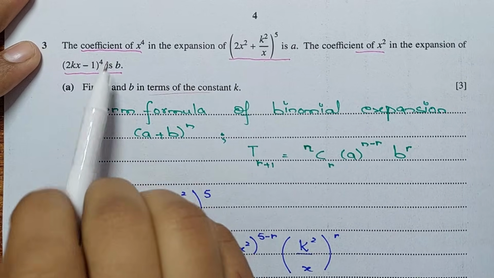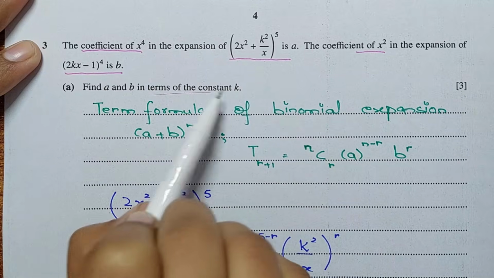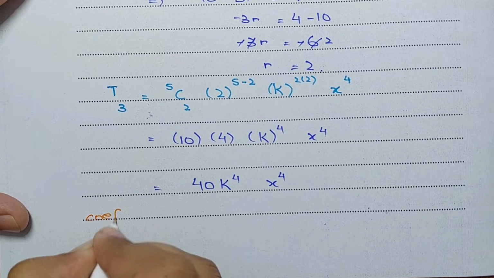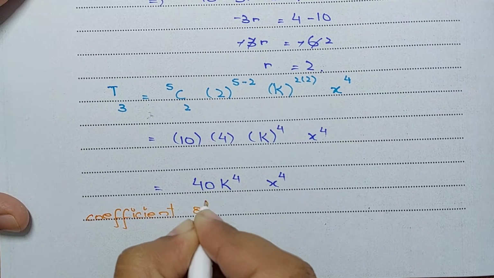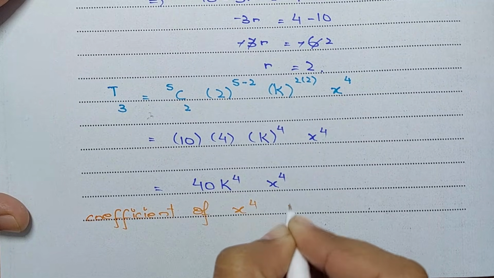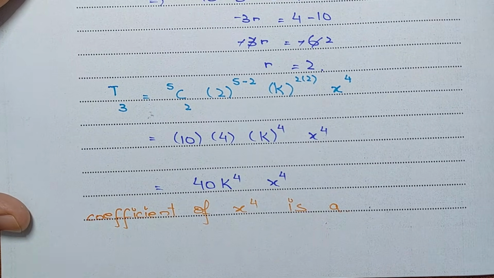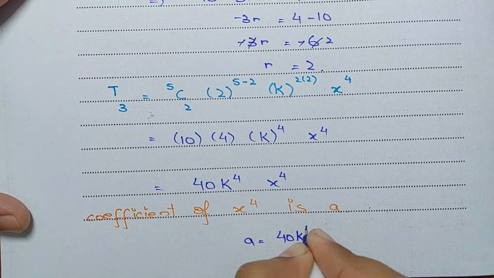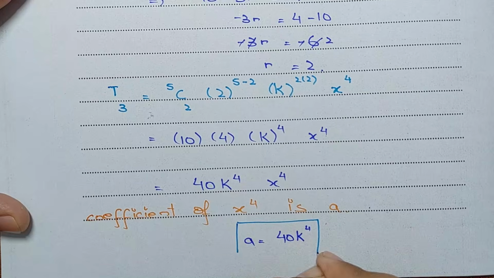Now we have been given that the coefficient of x4 in this expansion is a, and we have to solve for a in terms of k, right? So the coefficient of x to the power 4 is a. So what is the a value? In terms of k, the value of a is 40 k to the power 4. This is your a value in terms of k.